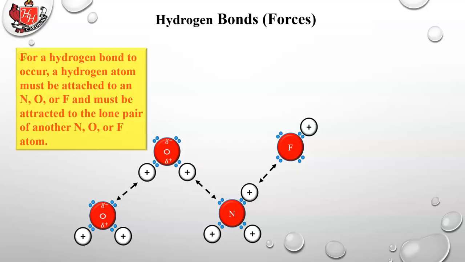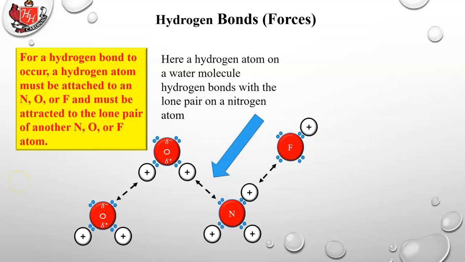Okay, the next one is really the most complicated one. It's called a hydrogen bond force. Now, it's a misnomer to call it a hydrogen bond because it's not a chemical bond like a covalent, ionic, or metallic. It's an intermolecular force, so I tend to call them hydrogen bond forces a lot of the time. So here's the rule for hydrogen bonds. For a hydrogen bond to occur, a hydrogen atom must be attached to a nitrogen, oxygen, or fluorine, no other atom, and must be attracted to the lone pair of another nitrogen, oxygen, or fluorine, no other atoms. It can mix and match, but it has to be that exact combination.